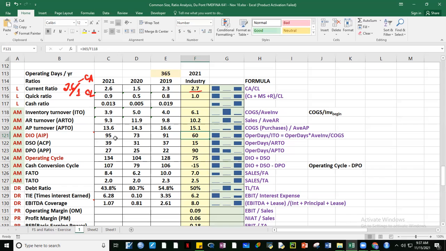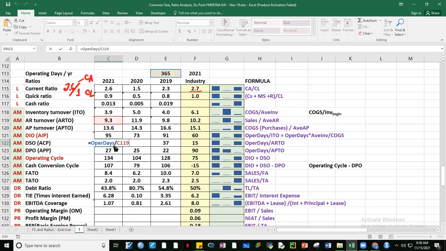Tayo on the 60th day, either ginagawa pa natin yung goods natin or we're still working on it, no? So ahead yung competitor ng 35 days compared to our company. So dito talong-talo yung company, no? In fact, noong 2020 mas mabilis pa nga, 73 days. Okay? Now, day sales outstanding, again, we convert your ARTO dito.